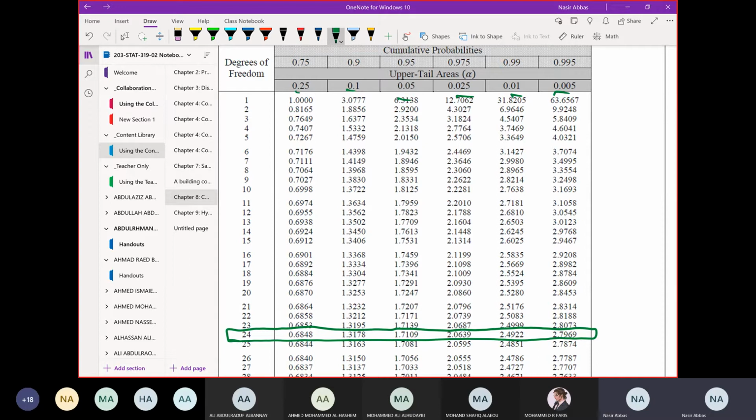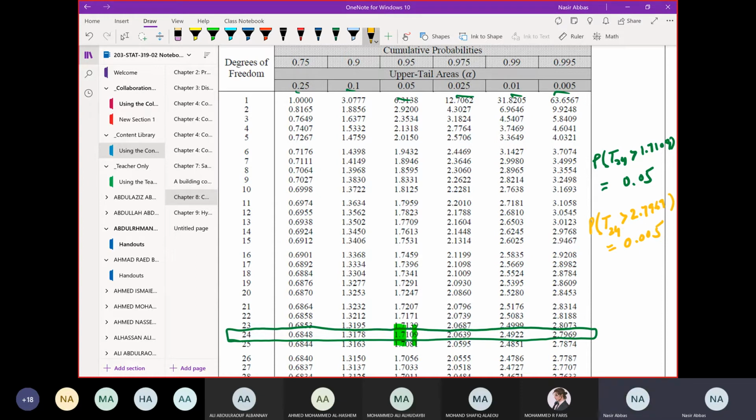For example, 1.7109 in this row. What does this mean? The probability in T24 degrees of freedom more than 1.7109 is 0.05. The area above 1.7109 is 0.05. Similarly, the area below will be 0.95. Let's interpret another value, the last value: the probability in T24 degrees of freedom greater than 2.7969 is 0.005.